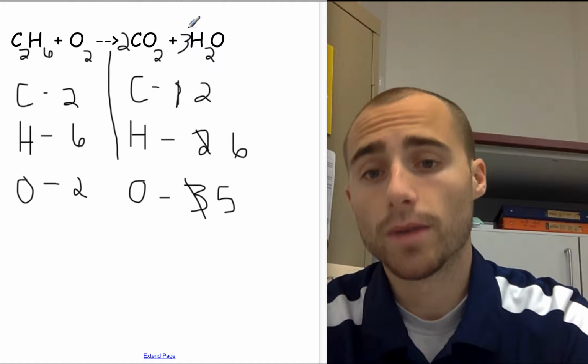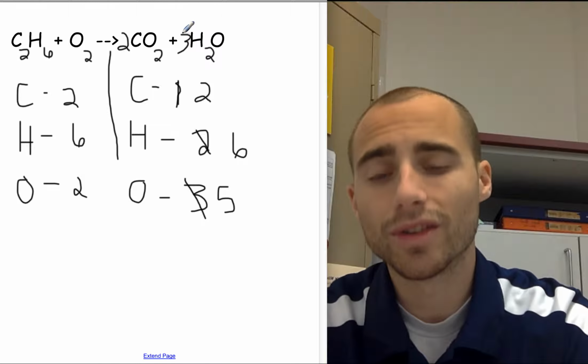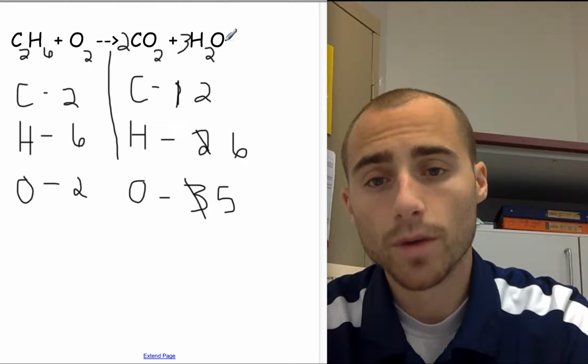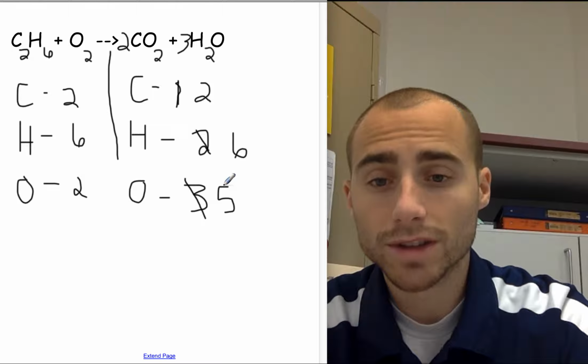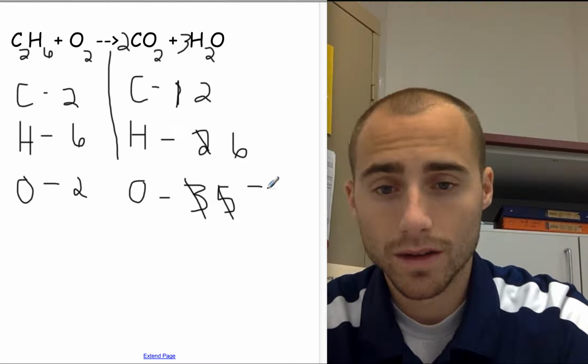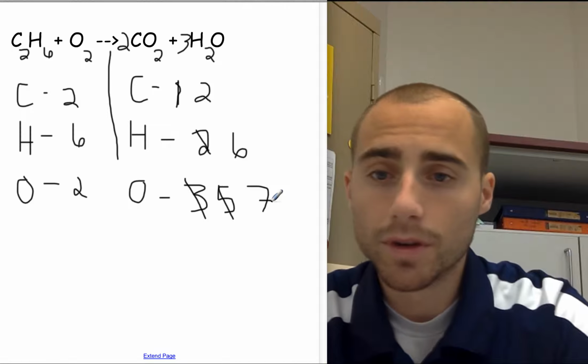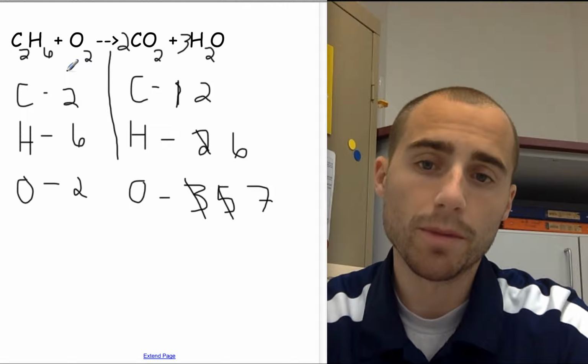But don't forget, we've got to change the oxygens again. Oxygen is going to change a lot. 3 times 1 is obviously 3. And then 2 times 2 is 4. So that's going to give us 7 oxygens. All right, odd numbers are always hard to deal with. Well, let's just find a way to balance it.